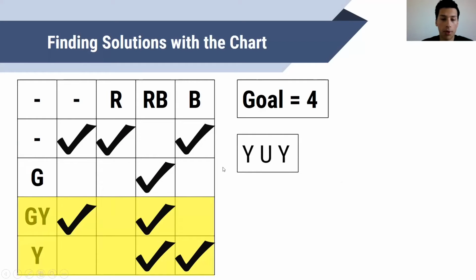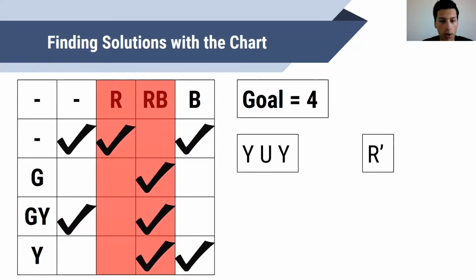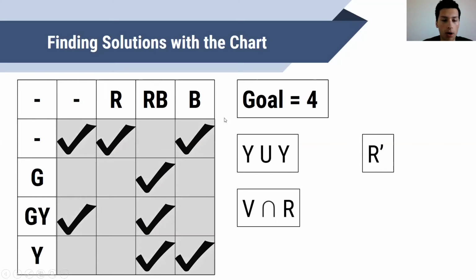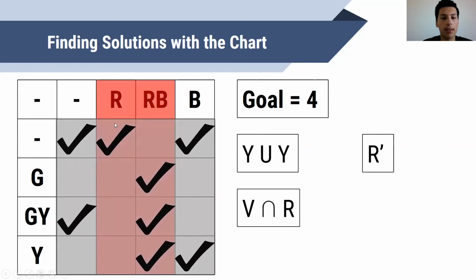Got it, that's 4. Now what about red prime? We don't want the cards with red, so we're gonna cross them off. So how many cards are left? 1, 2, 3, 4. That fits the goal as well. Universe and red. So universe is all of the cards, all 8 cards. Universe and red, the cards that have both universe and red cards. And we can see that is the overlapping together, 1, 2, 3, 4.